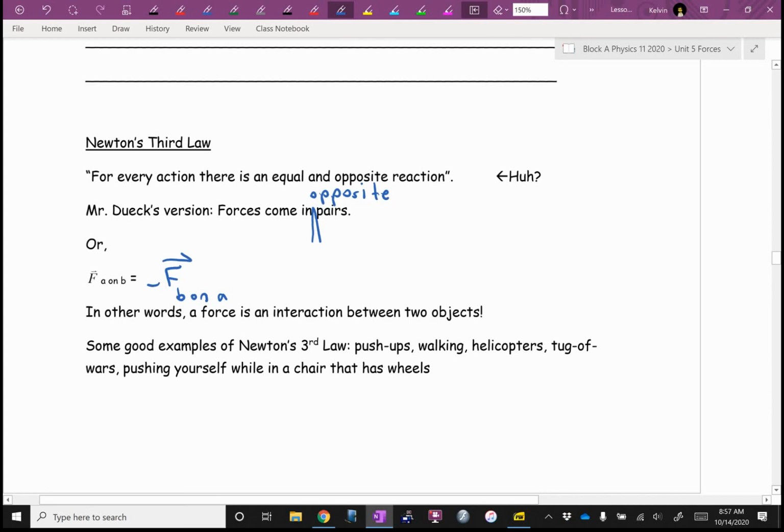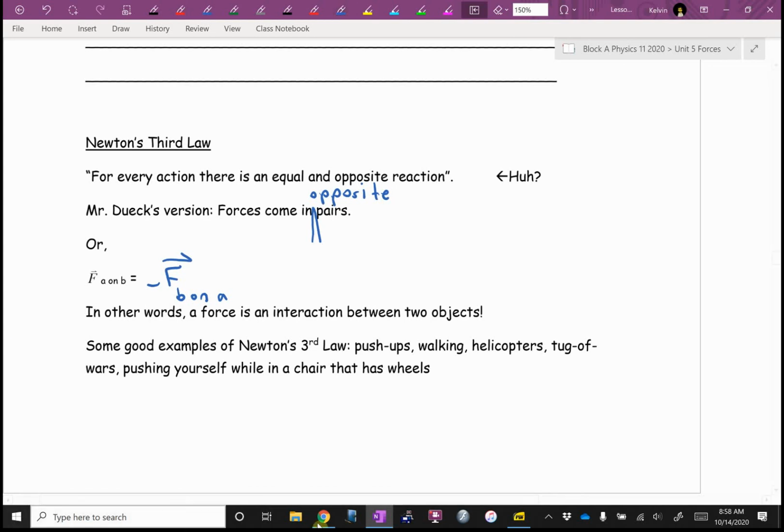In other words, a force has to be an interaction between two objects. If you put an object all by itself off in a corner of the universe, away from any planets, with nothing else touching it, it can't exert a force because it has to exert a force on something, and something has to exert a force on it because forces come in pairs.